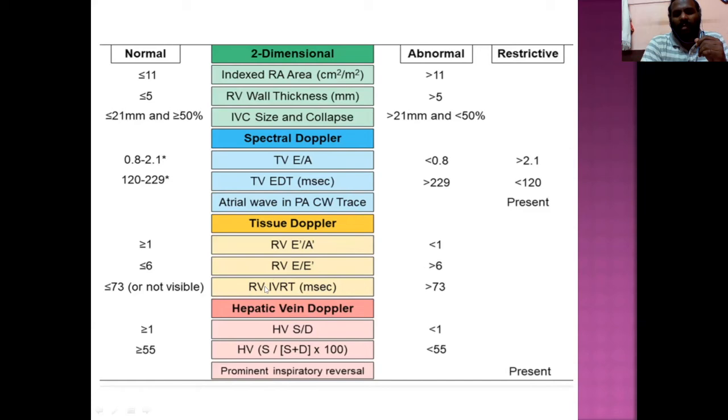Similarly, when there is severe TR and all those stuff, we can go with the isovolumetric relaxation time of the RV, which is less than 50 milliseconds or 59 milliseconds, and that tells you that the RV filling pressures are increased.